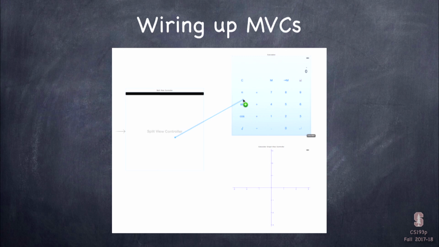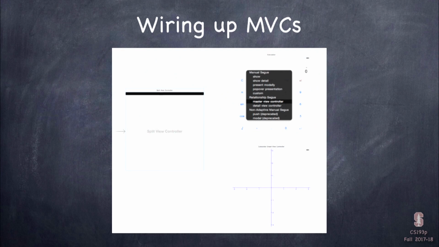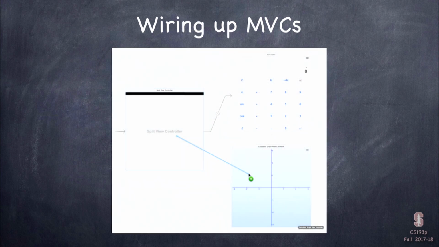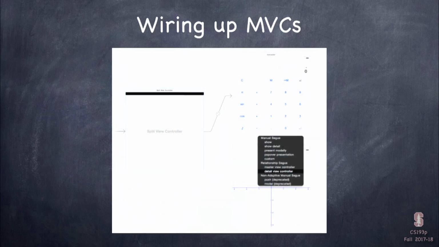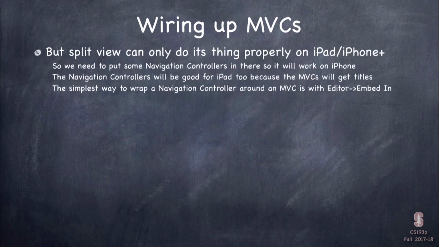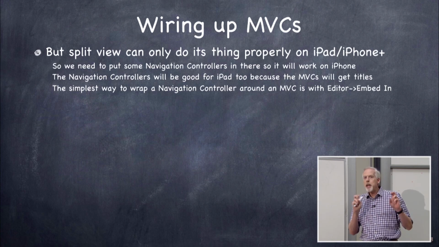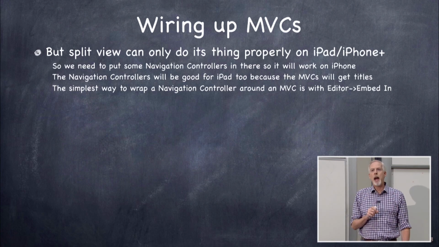Here's the calculator again. I dragged out a split view controller there on the left. I just control drag to the master. I choose master view controller from the thing that pops up. I control dragged it to the other one. I choose detail. Bam, I've got a wired up split view controller right there. Couldn't be simpler.